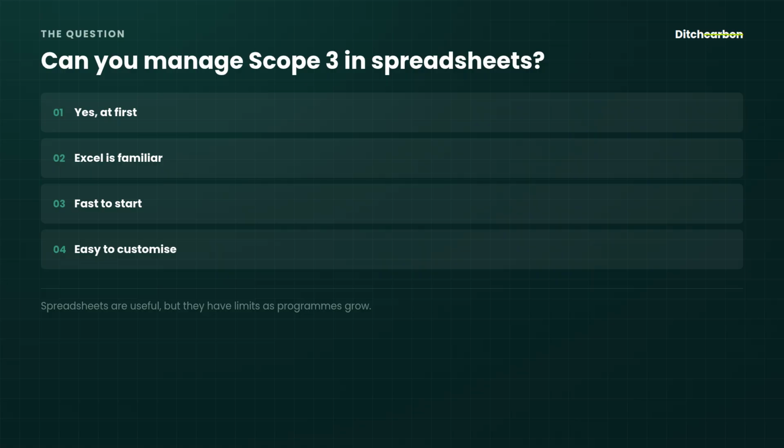But what happens once your program grows? Once you have hundreds of suppliers, thousands of products, multiple reporting cycles, and data coming from procurement, finance, and suppliers all at once, that's where spreadsheets start to reach their limits. In today's video, we're going to compare spreadsheet-based Scope 3 management with managing real supplier data. We'll look at where spreadsheets work well, where they create problems, and how organizations build a more scalable process over time. Let's get into it.